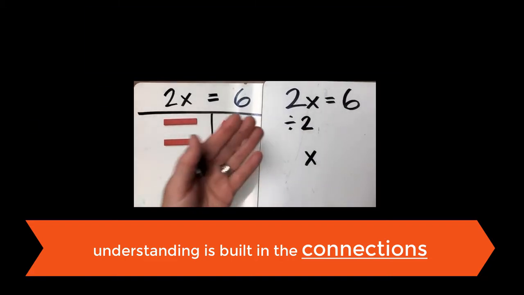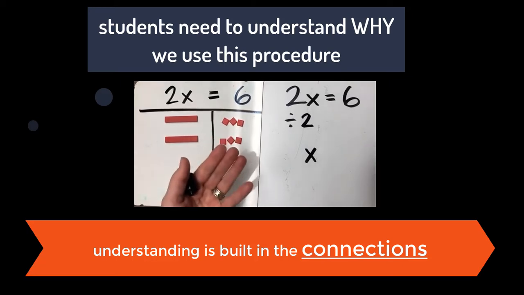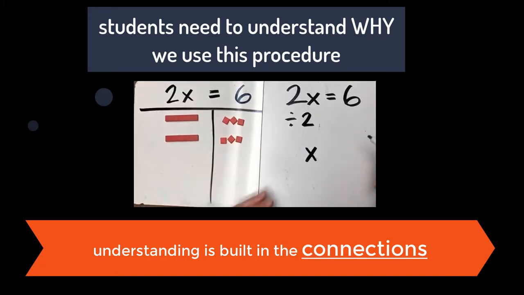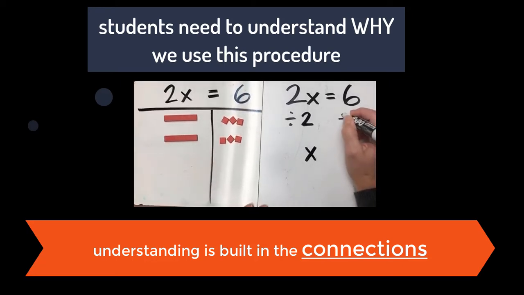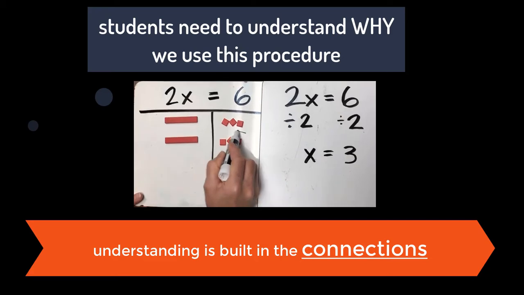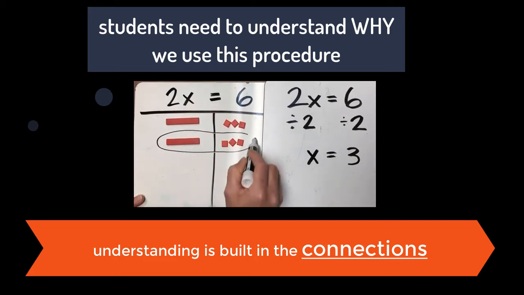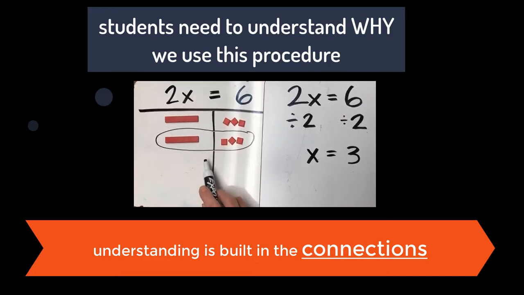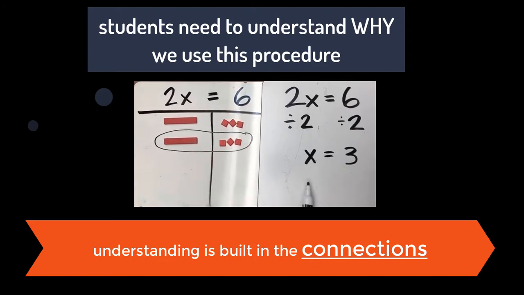But I know that I have a balance here, and whatever I do on the left, I do on the right because of that equivalence. And so if I'm dividing one into two equal groups, I'm dividing the other side into two equal groups. And that's where I see that x equals 3. And I might highlight for them where we see it with the tiles so that they understand why we do what we do with the algebra.